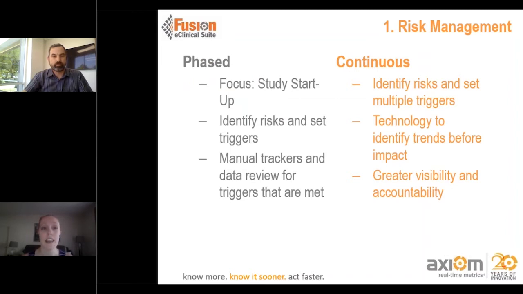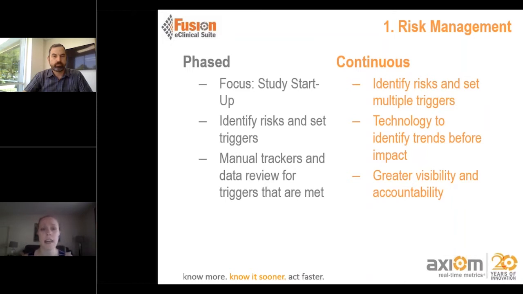So traditionally in that phased approach, it's really more so focused on the study startup. We're doing the work to identify the risks and set the triggers. And then there's manual trackers and data review for triggers that are met. So monitoring to see how we're currently sitting against those triggers.